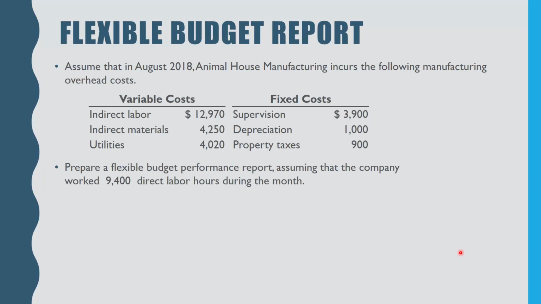So here it says, assume that in August 2018, Animal House Manufacturing incurs the following manufacturing overhead costs, and it lists them out. Then it says, prepare a flexible budget performance report, assuming the company worked 9,400 direct labor hours during the month. So first of all, anytime you see the word incurs, that is your hint that those are actual costs, not budgeted costs. So make sure you keep a lookout for that word.